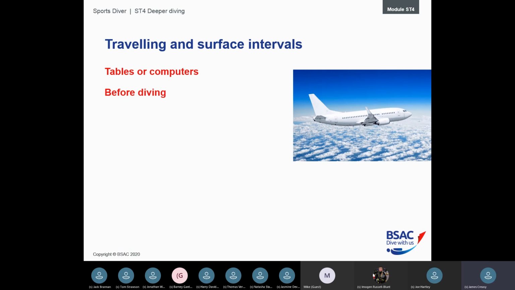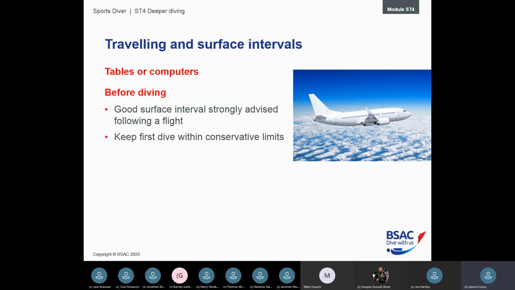So you can use tables, or if your computer does it automatically for you, you can leave it to do it. Before you're diving, make sure you have a good surface interval after a flight. So don't land, go straight to the dive shop, get the kit up, and then go diving, because your tissue code might be different. So something to just bear in mind. And then keep your first dive with conservative limits. So don't push the boundaries. Make sure you stay well within them, just to be safe. And then after your dive, if you're flying after diving, have a good surface interval before you fly.